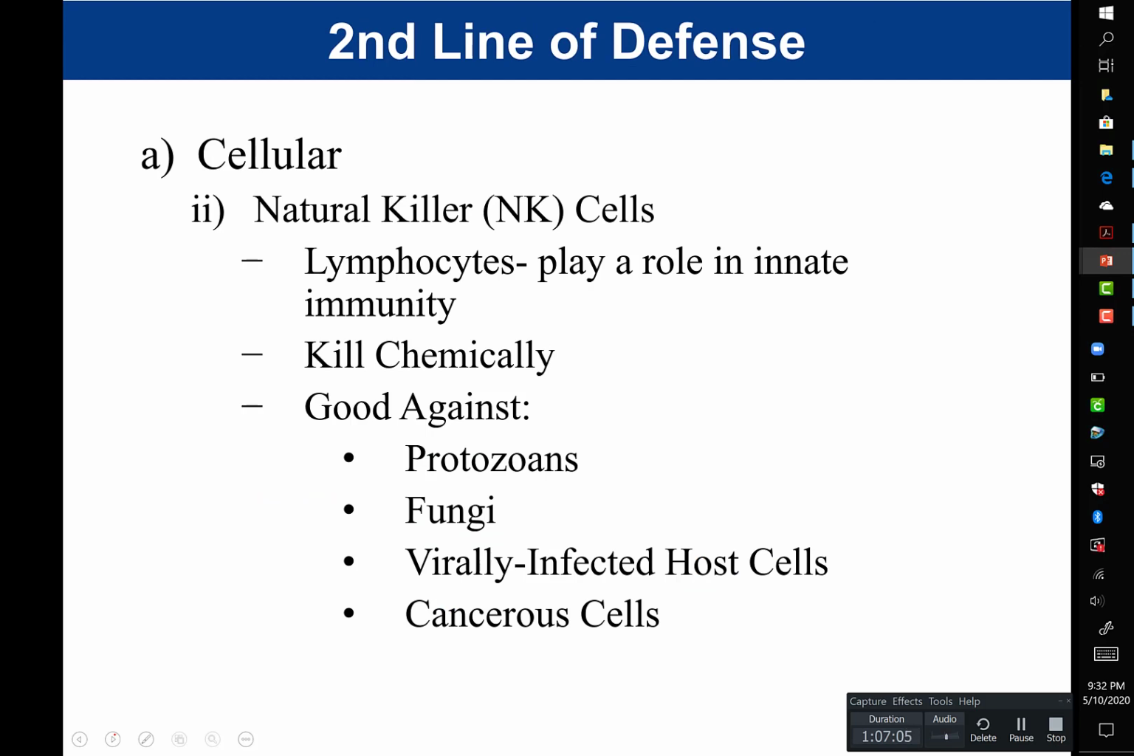Next, as part of our cellular component, in addition to phagocytes, we also have our natural killer cells. Again, our natural killer cells are a type of lymphocyte. So they are a white blood cell, and they play a role in this case in innate immunity. That's different than other lymphocytes like B cells and T cells, which play a role in adaptive or acquired immunity. This type of lymphocyte plays a role in innate immunity.